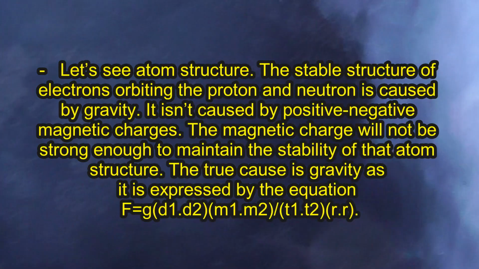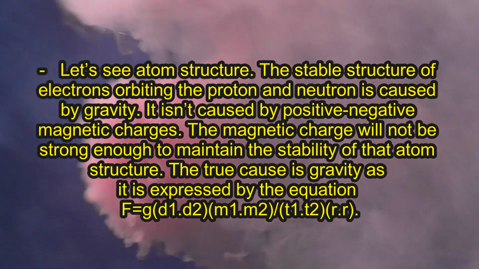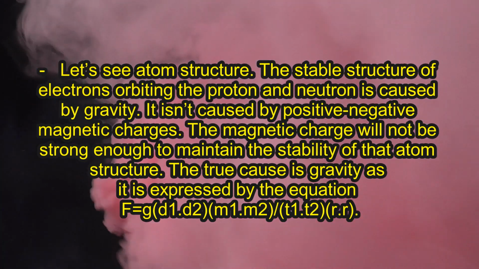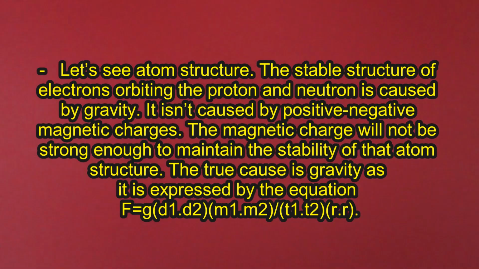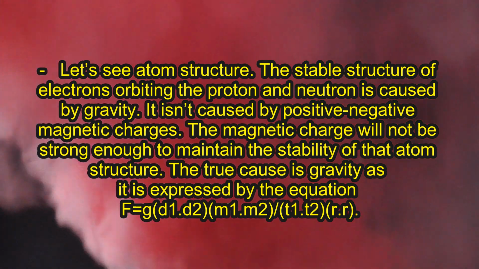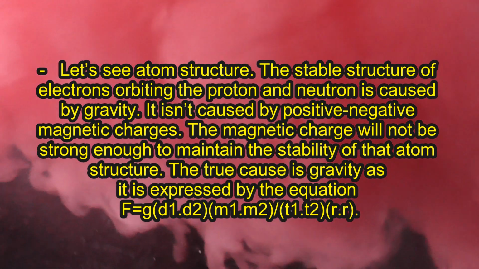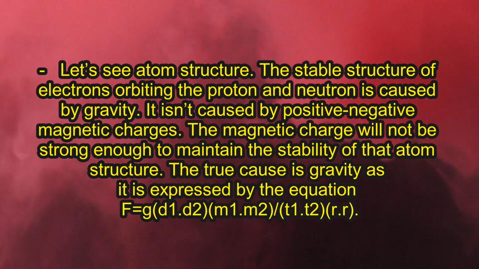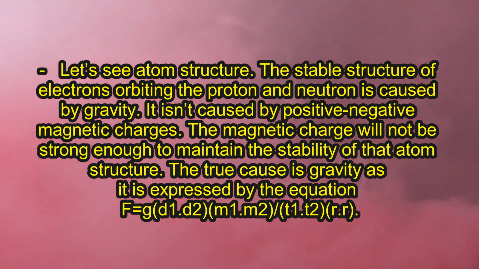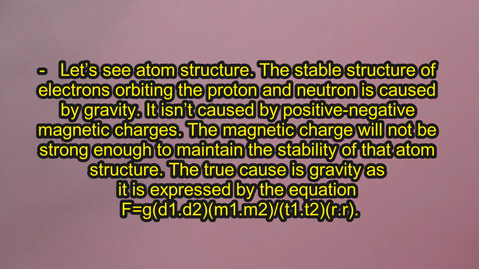Let's see atom structure. The stable structure of electrons orbiting the proton and neutron is caused by gravity. It isn't caused by positive-negative magnetic charge. The magnetic charge will not be strong enough to maintain the stability of that atom structure. The true cause is gravity as it is expressed by the equation F equal G times D1 times D2 times M1 times M2 divided T1 times T2 times R squared.